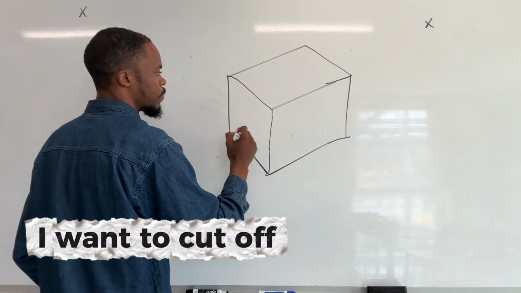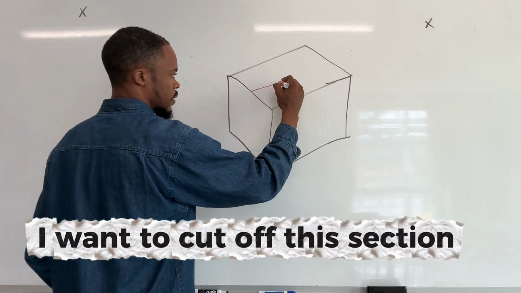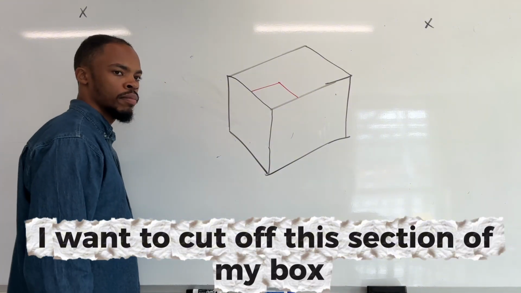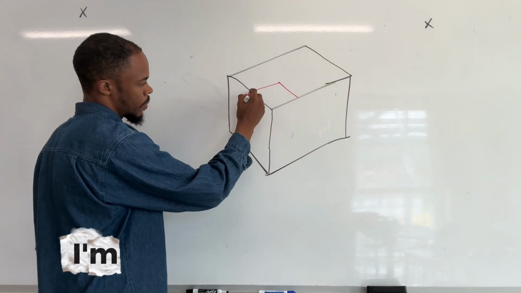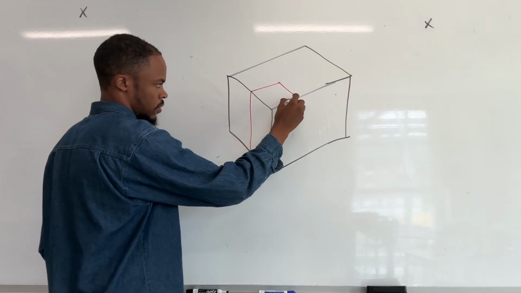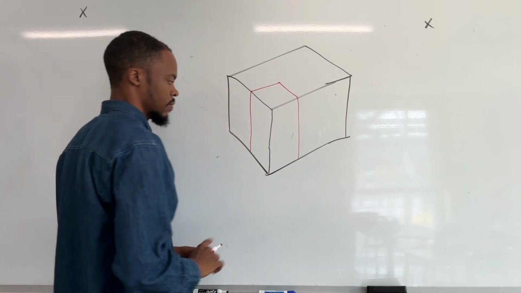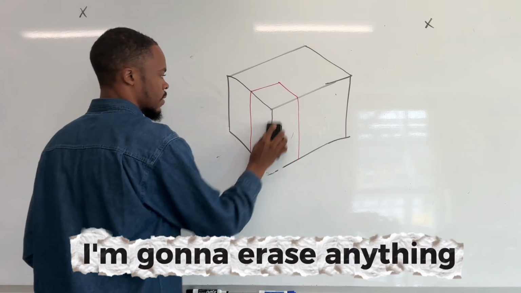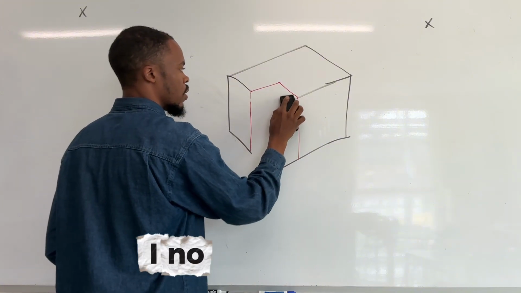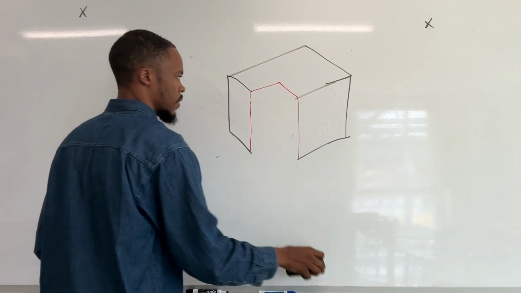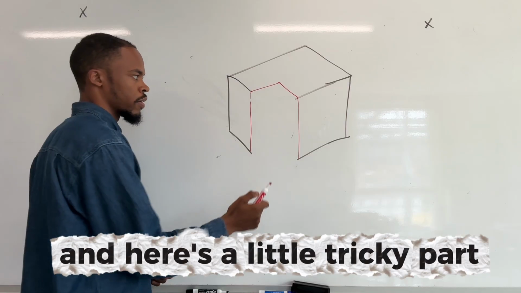I want to cut off this section of my box. I'm going to use my verticals to show where my cutout went. I'm going to erase anything I no longer need. And here's a little tricky part.